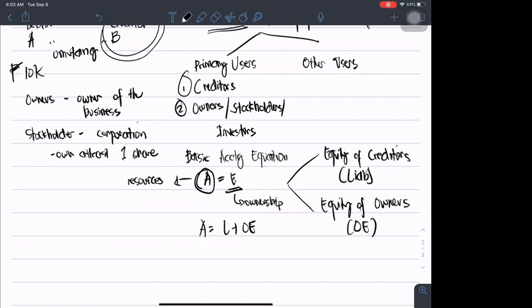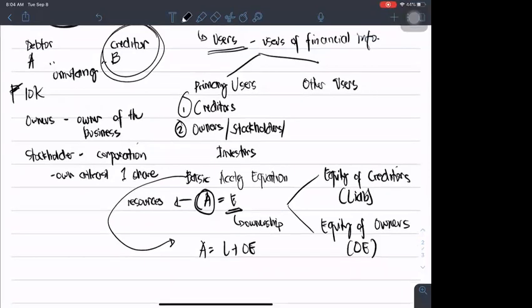Okay, so we have this again. We now try to discuss the primary users and other users, and in discussing that, we learn about this basic accounting equation. And this basic accounting equation is your asset is equal to your equity, and your equity represents ownership. Your equity can be broken down into two: your equity of creditors and your equity of owners. Equity of creditors represents liability. Equity of owners represents owner's equity. Therefore, taken together, we have this basic accounting equation. Asset is equal to your liabilities plus owner's equity. That's the reason why you have that basic accounting equation, and that's also the reason why your creditors and your owners are considered as your primary users.